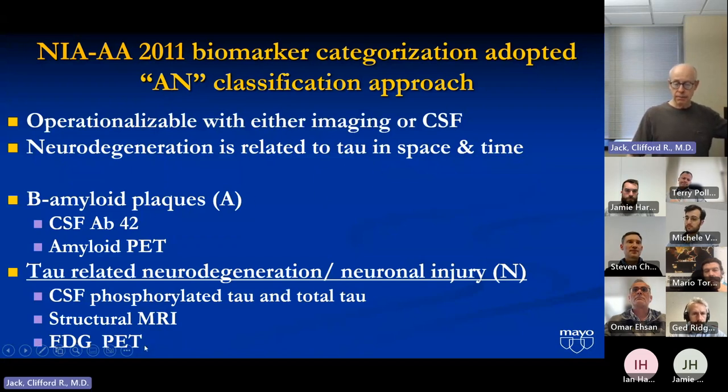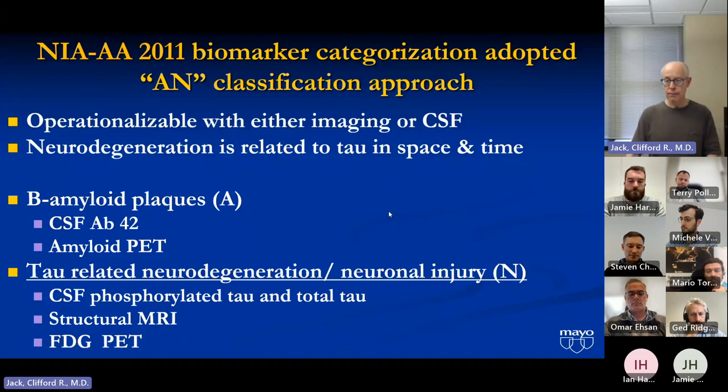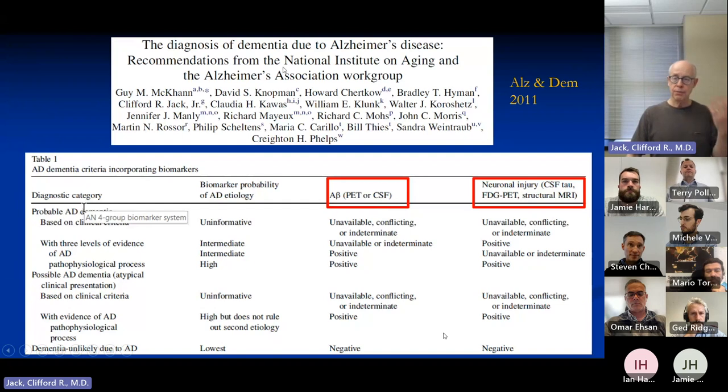And you can see these are the biomarkers that were available at the time. You can see there's imaging, there's CSF-based, obviously no plasma at this point. And this is how we grouped biomarkers into the A, and at this time, N meant tau-related or tau-mediated neurodegeneration. So there was a direct linkage then between tauopathy, both in space and time, and neurodegeneration. And I mentioned that all three of the 2011 NIA-AA guidelines incorporated this notion of A and N classes of biomarkers.